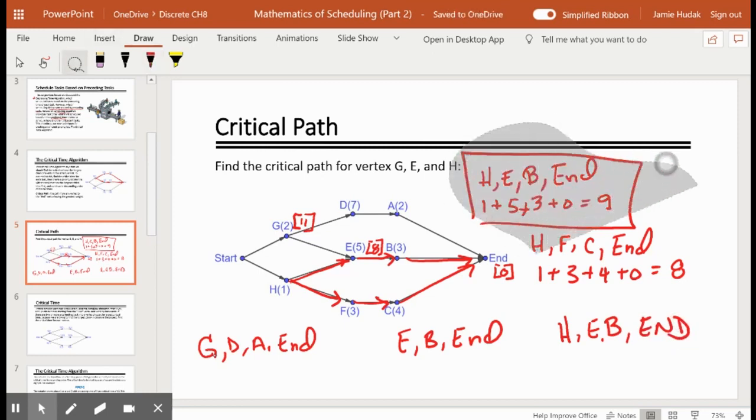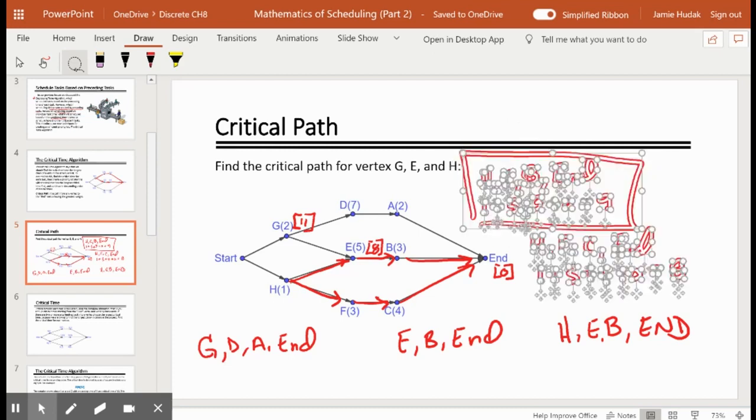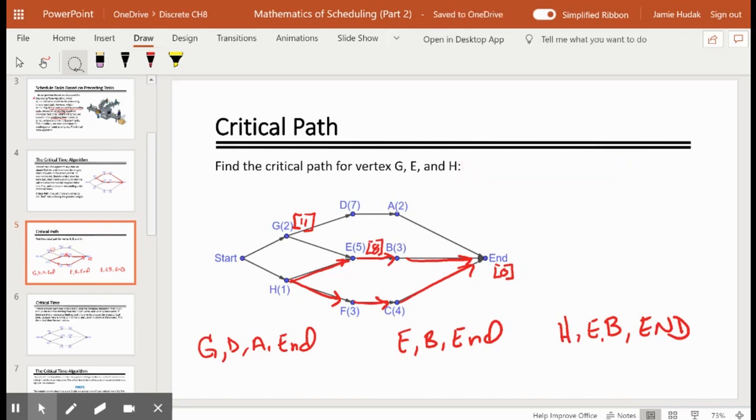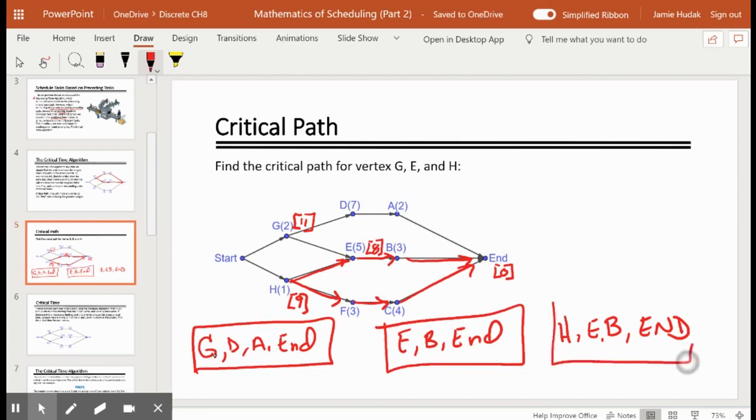And the rest of this, I'm just going to clear out. And we can now put the critical time for H, which was 9. So that was the longest path. These are the actual paths, what we call critical paths, because these are the paths that take the most time. Once we identify that time, the most time, we put it in square brackets. We call that the critical time.